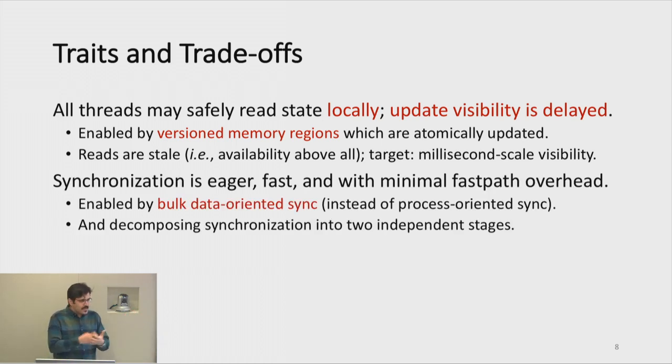Synchronization in the system is eager, it is fast, and it incurs a very minimal overhead in the fast path. How we do it is we do bulk data-oriented synchronization in the fast path instead of process-oriented synchronization. What we mean by that is, instead of copying commands, replicating commands or function calls or messages, we are replicating the result of computation. And synchronization basically has some network I/O to it. There are expensive parts to it, packetization, network I/O, and those parts. We split up synchronization into two parts, what we call internal and external synchronization, to offload the slow part of synchronization to the slow path.